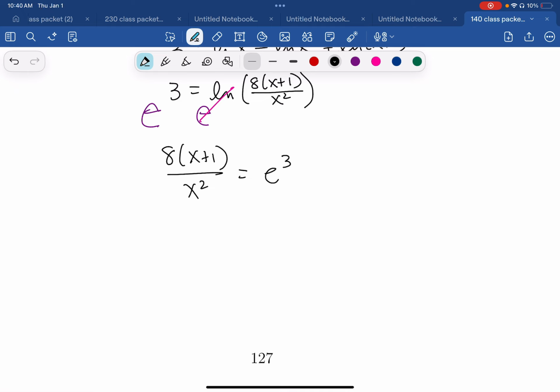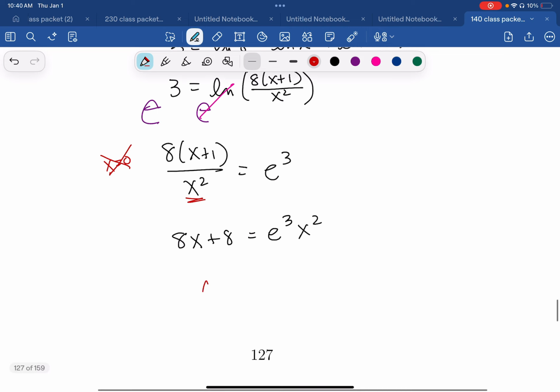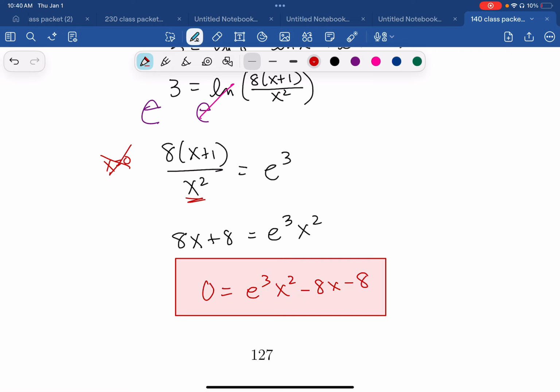Now this gets all sorts of awkward here, but it is what it is. So if we distribute on the top, that's 8x plus 8 equals e cubed times the x squared. Now note here, x equals 0 is not an answer, right? Because it's in the denominator, and we're multiplying it to the other side. From here, you're trying to solve this. So this is 0 equals e cubed x squared minus 8x minus 8, which you can do using quadratic formula. It's going to be super awkward because your a is e cubed, and we're not going to get a nice answer. So we're going to leave it like that.